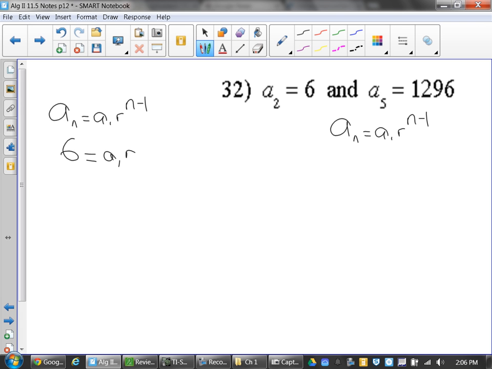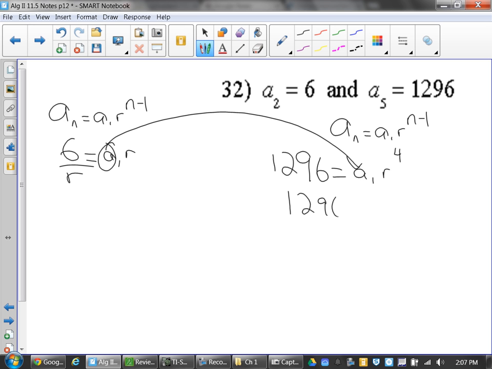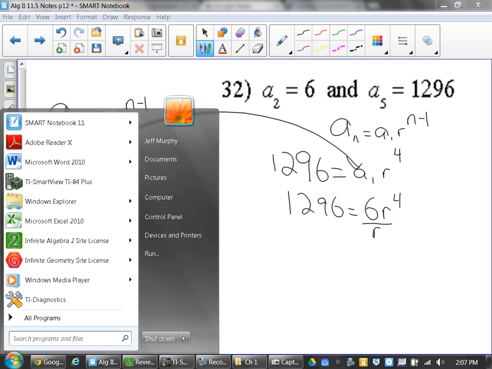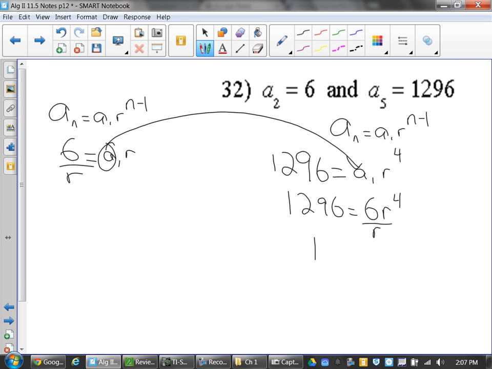You need to write it. Do the same thing on the other side. I know that the 5th term is 1296. That's first term times r to the 4th. I'm going to get r by itself with the first equation, dividing by r. Then I take that, and I get 1296 is 6 over r times r to the 4th. That makes it r to the 3rd when you simplify your exponents. So you have 1296 is 6r cubed.